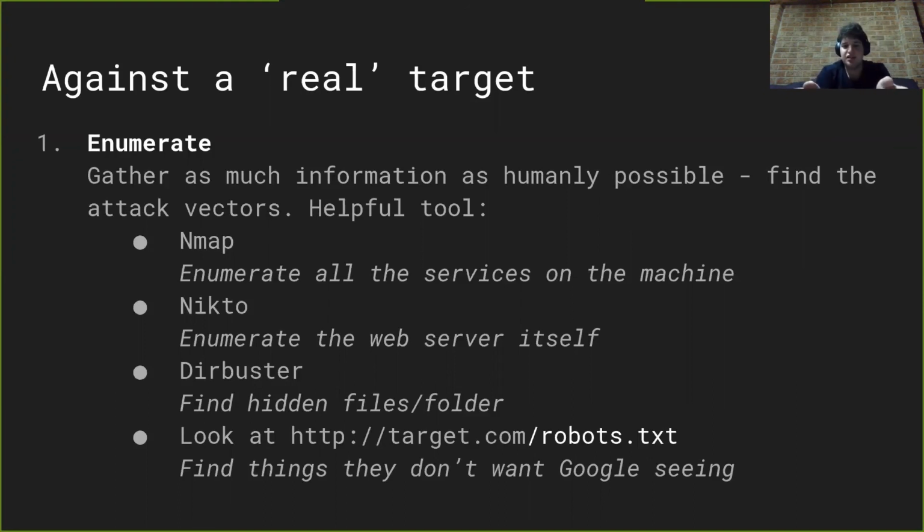And finally, whilst all these things are running, just do some manual enumeration. Look at robots.txt, see if you can find anything that they don't want Google to find, or they don't want you to find either, or even just mess around, see if you can do any SQL stuff, see if you can get any 500 errors from the server.